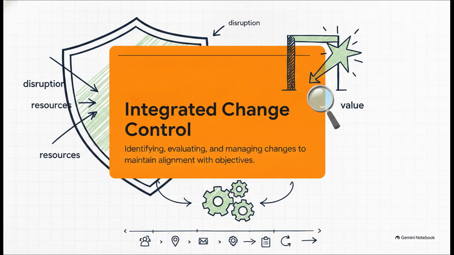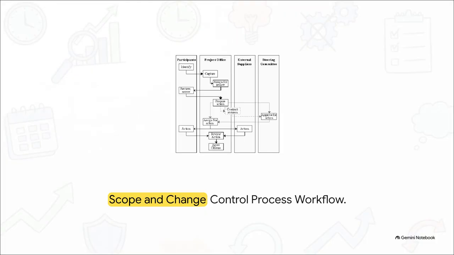This is exactly where Integrated Change Control, or ICC, swoops in as our main defense mechanism. It's the process of identifying, evaluating, and managing changes throughout the project's entire life cycle to make sure we're still hitting our main objectives. Basically, ICC is how we guarantee that before we say yes to any change, we know for a fact that the value it brings is way higher than the massive disruption it's going to cause. This change workflow is incredibly deliberate by design.